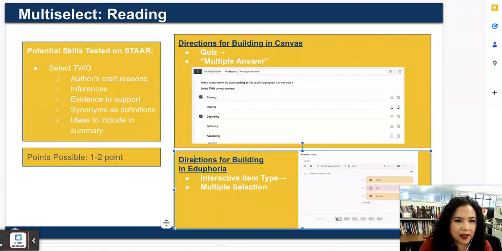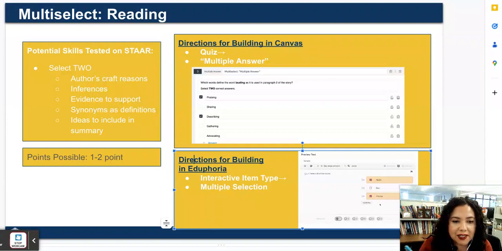Okay, we are talking about multi-select now. Multi-select is an item type that will ask students to do a number of things. We know that the students can get up to 2 points possible, depending on if they get two of the correct answers. But it might also just be worth 1 point.